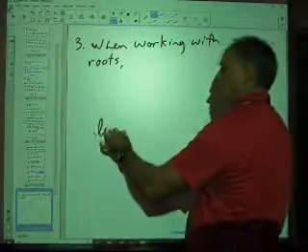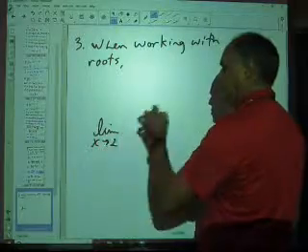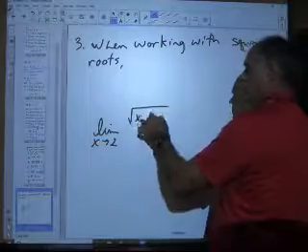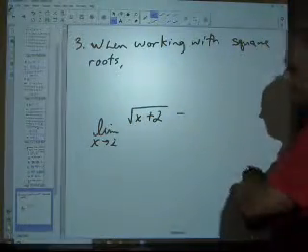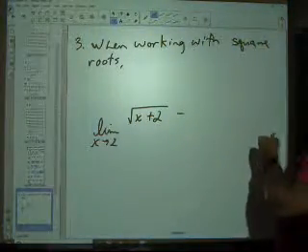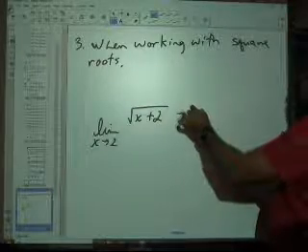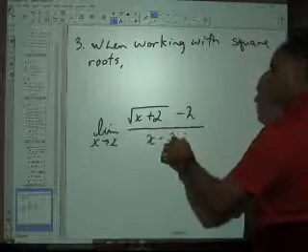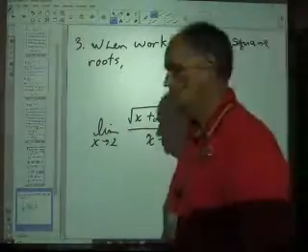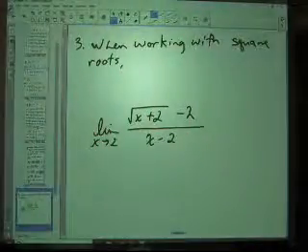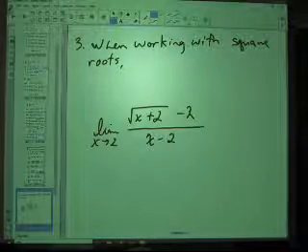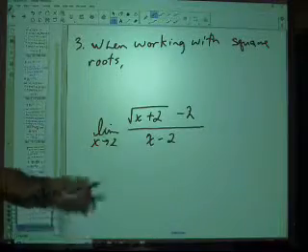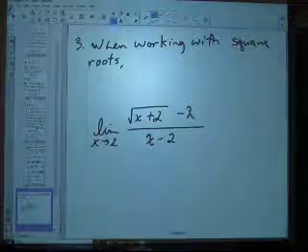Let's see if we can do the limit as x approaches 2 of the square root of x plus 2, minus 2, all divided by x minus 2. So my question is, could I put the 2 into there for x? And if I do that, what does my numerator become if I put the 2 in there for x?